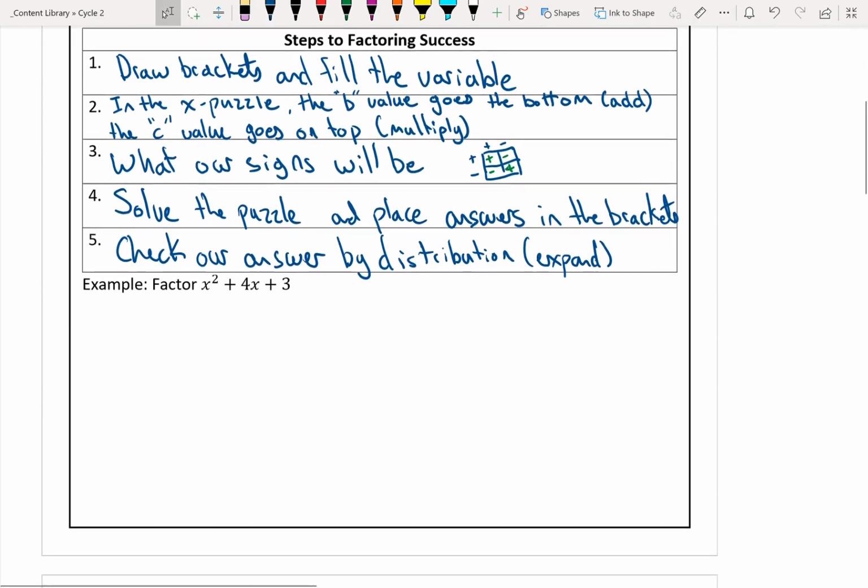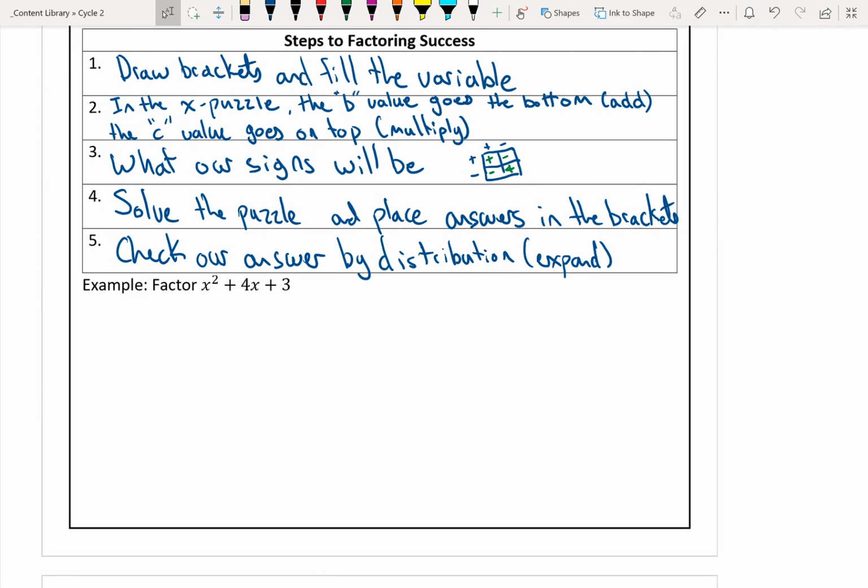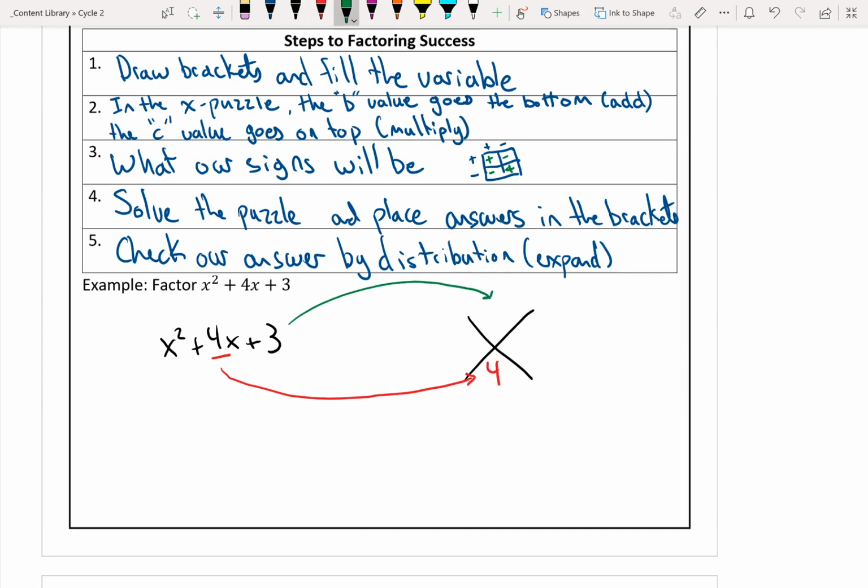So let's start off with an example. So we have x squared plus 4x plus 3. So I'm going to rewrite that out. And I'm going to create my X puzzle. So we talked about this middle number, or the b value, going to the bottom. So 4 goes to the bottom. 3 goes to the top, or that c value goes to the top.